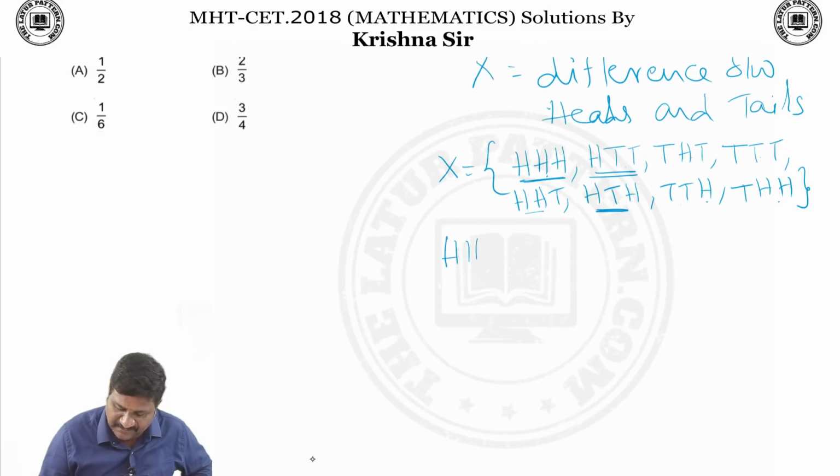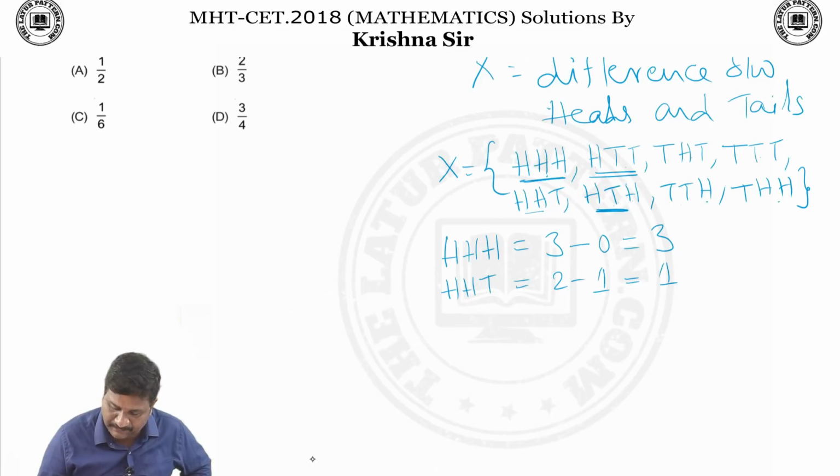So for 3 heads, 0 tails, the difference is 3. Similarly, for 2 heads, 1 tail, the difference is 1. Similarly, we have THT: 2 tails, 1 head, the difference is 1. For triple T, 3 minus 0, which is equal to 3.